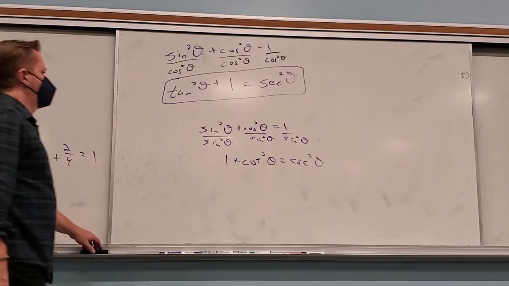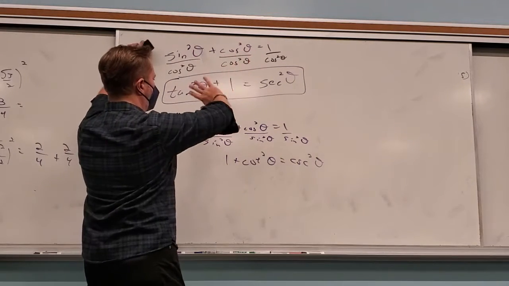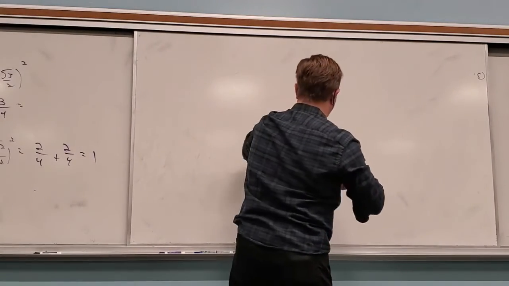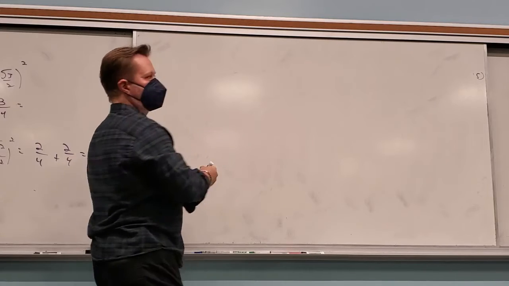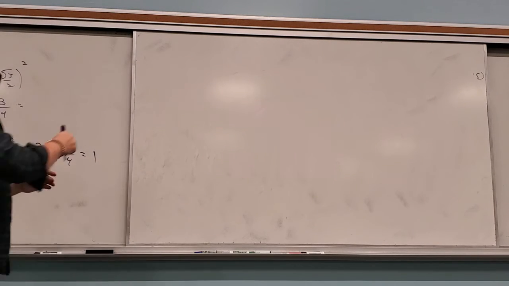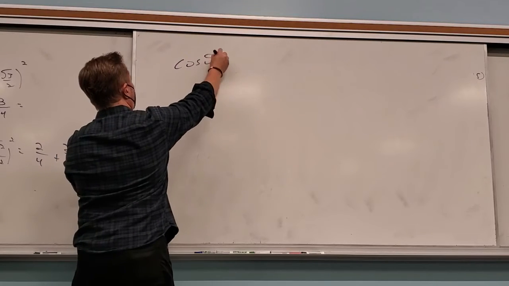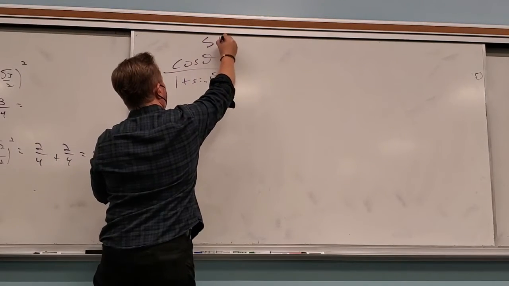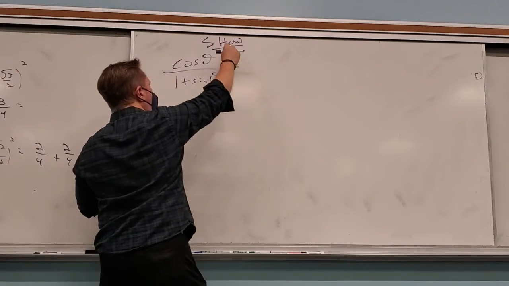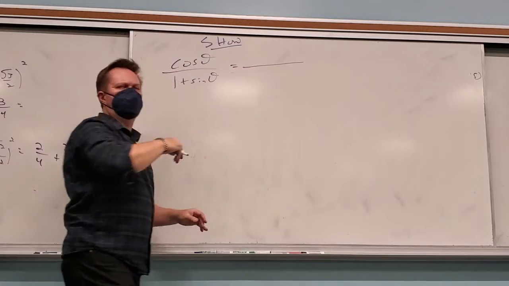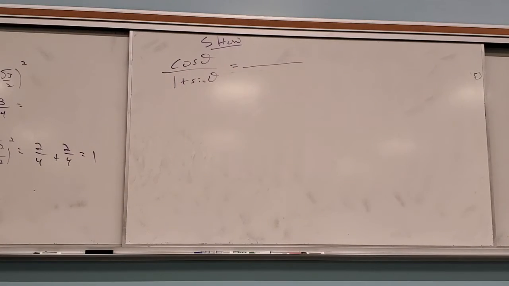All right. So we got these facts. We know these things. So there's 3 identities we have so far. So if I wanted to show this is true, cosine theta over 1 plus sine theta, I want to verify that this is a true statement. Is it 1 minus sine over cosine?